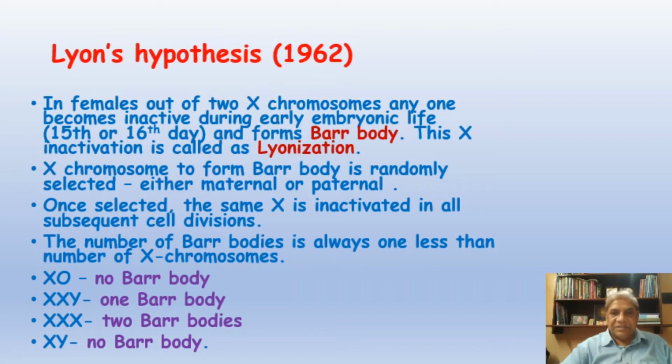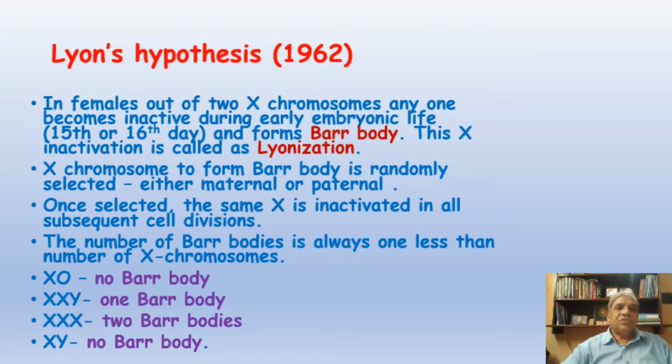Okay. Thus this X inactivation, where one X chromosome becomes inactive, condenses and forms the bar body, is called Lyonization or Lionization. The process of inactivation is called Lionization. Okay, I hope you have understood it.